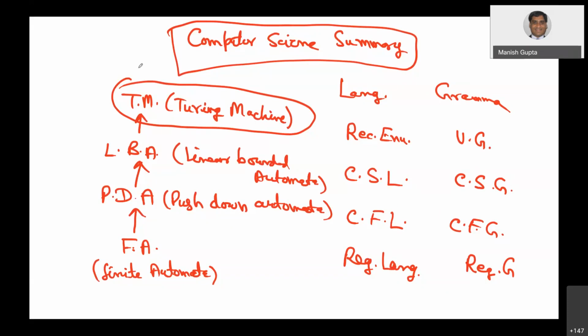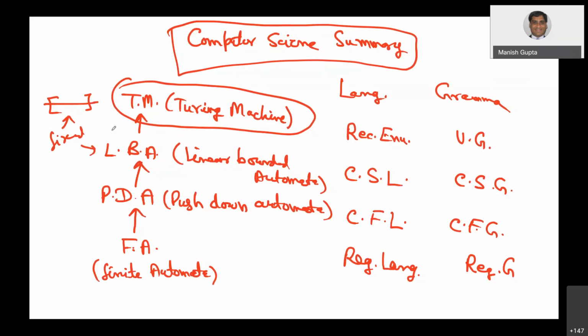So in the next four or five lectures, we are going to look at some of these machines, except linear bounded automata, because we are not going to look at LBA. Linear bounded automata is a special kind of Turing machine, where the tape on which we can do computation is fixed. So we get linear bounded automata from the Turing machine as a special case. So this is a summary.